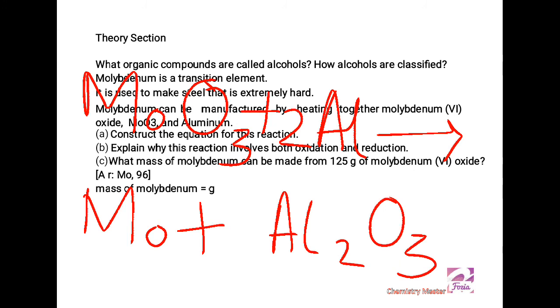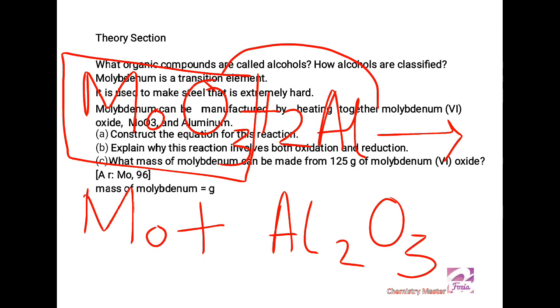Now the next part is explain why this reaction involves both oxidation and reduction. As you can see, molybdenum oxide is undergoing reduction because oxygen is lost, and this oxygen is going to aluminium. So aluminium is oxidized in this reaction.